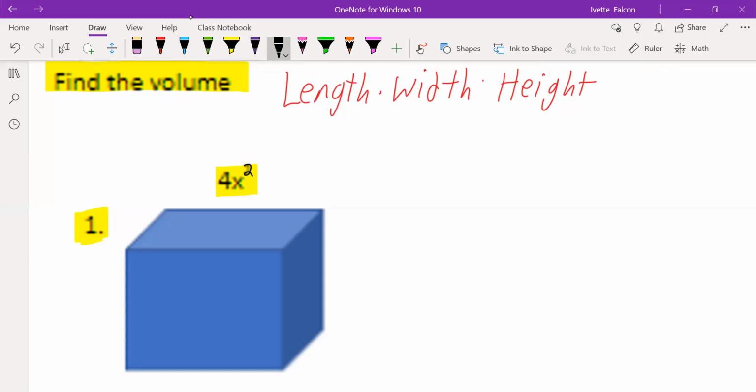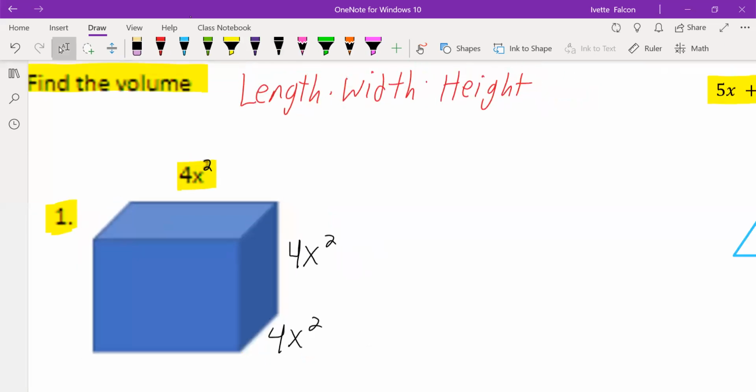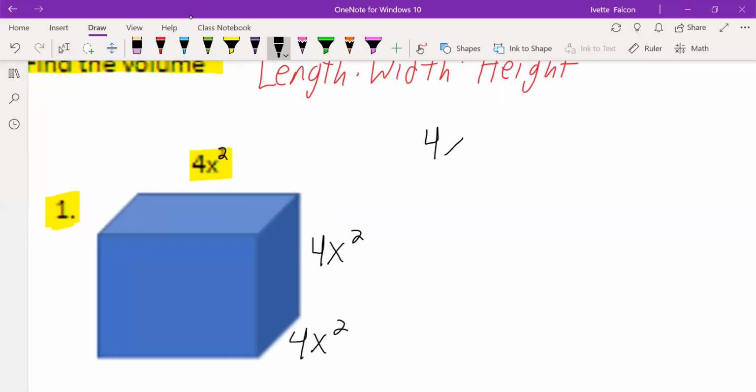That's because this is a cube. So that means that all the sides are the same. So all your sides are the same. They're equal to each other. So not only is my length 4x to the power of 2, but so is my width, 4x to the power of 2, and 4x to the power of 2. So my height and my width are also 4x to the power of 2. So when you multiply these to find your volume, you're going to do 4x to the power of 2 times 4x to the power of 2 times 4x to the power of 2.